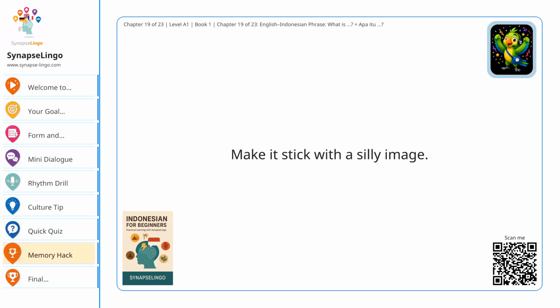Memory hack. Make it stick with a silly image. Picture a skyscraper-sized question mark booming "Apa itu?" across the city. Mnemonic: Apa equals ask, probe, ask, keep asking. "Apa itu?" Today.